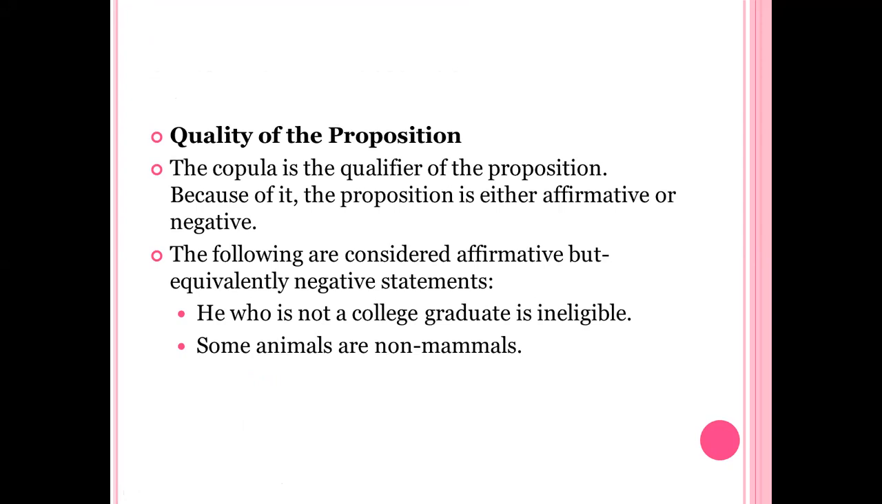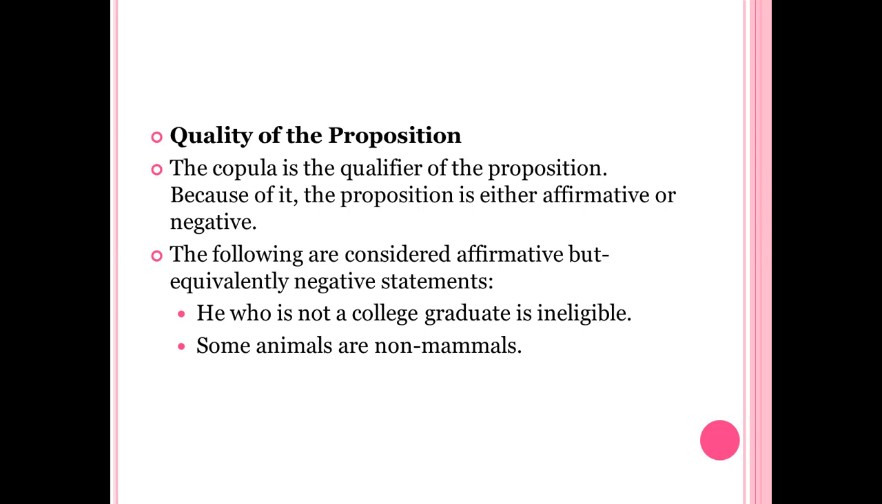So we have here again, the copula is our linking verb. Let's go back to our week 7 discussion. We have the subject, the copula, and the predicate. Once again, the copula is the qualifier of the proposition, so it determines the quality of the proposition. It's very important that we have this copula or the linking verb. Because of the copula, it determines whether the proposition is affirmative or negative.